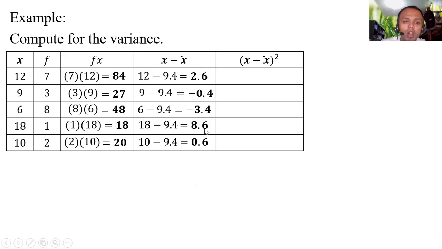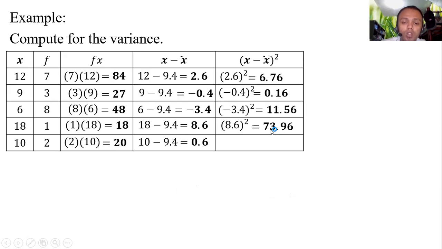And then, get the square. I-square natin sila. Square of 2.6 is equal to 6.76. Square of negative 0.4 is equal to 0.16. Square of negative 3.4 is equal to 11.56. Square of 8.6 is 73.96. Square of 0.6 is 0.36.